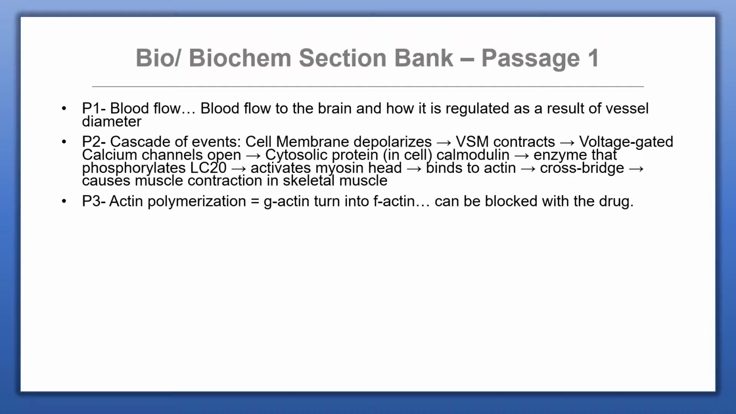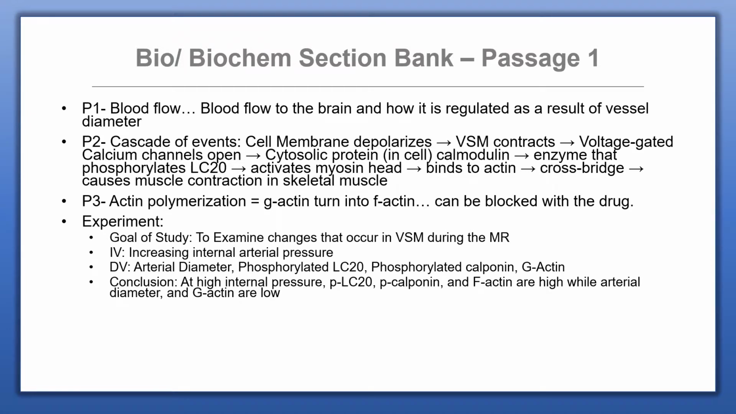Then we read through that the goal of the study is to examine changes that occur in VSM during the MR. We find that the independent variable is increasing internal arterial pressure, and the dependent variable, the consequence of this, is that arterial diameter is affected, phosphorylated LC20 is affected, phosphorylated calponin and G-actin are also affected, as we see in the table.